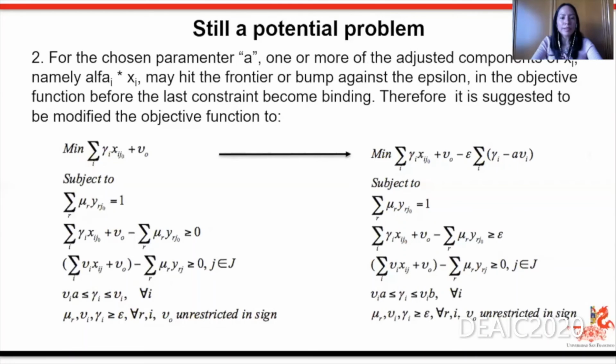The second problem says that for the chosen parameter A, one or more of the adjusted components of xi, namely alpha i times xi, may hit the frontier or bump against the epsilon in the objective function before the last constraint becomes binding. Therefore, it is suggested to modify the objective function as follows. As you can see here, we have included the epsilon and imposed it in the objective function. Next slide.